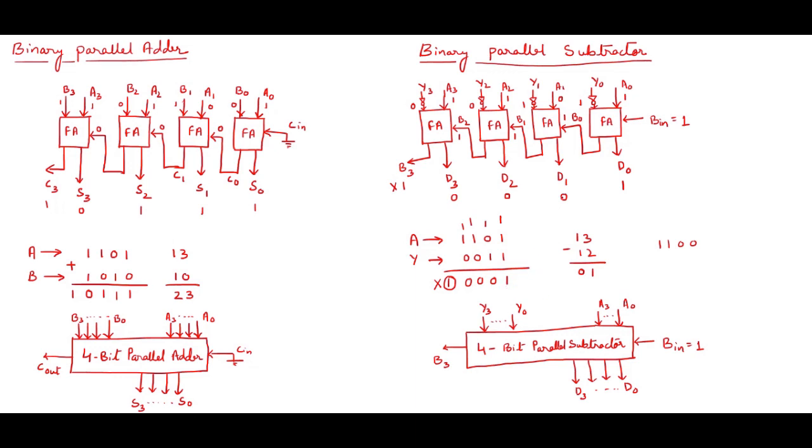This is how the binary parallel subtractor works. In terms of the hierarchy of design, the structure will be like this, where B in is 1, A0 to A3, Y0 to Y3, and it's a 4-bit parallel subtractor because I have used 4 bits, and the difference is D0 to D3. It is similar to the adder, only here C in is grounded and there B in is 1; the rest remains the same. I hope you understand the concept of the binary parallel adder and binary parallel subtractor. Thank you for watching the video.